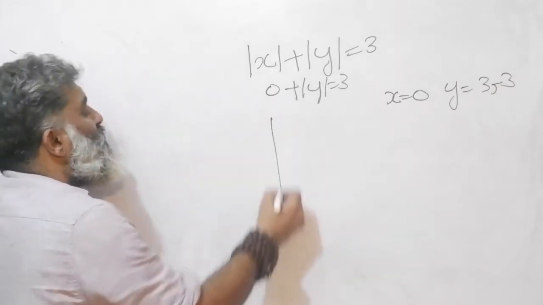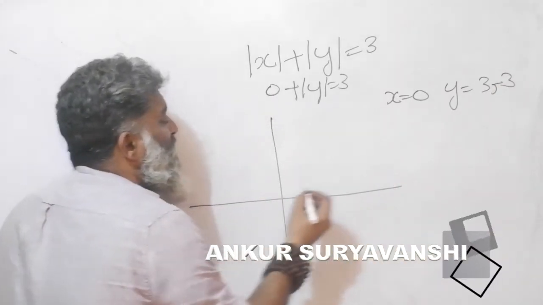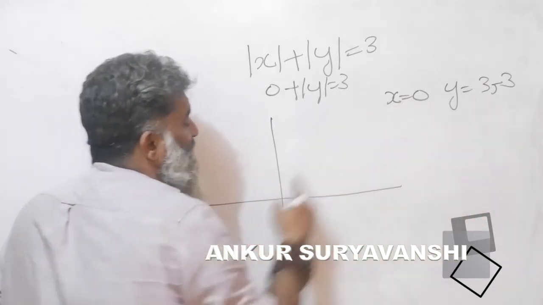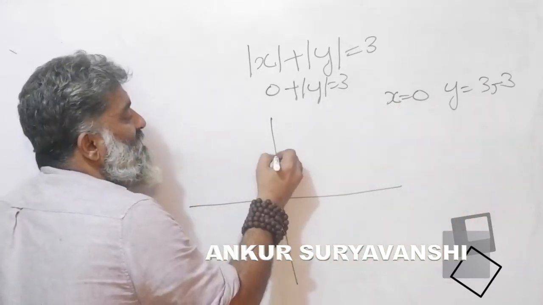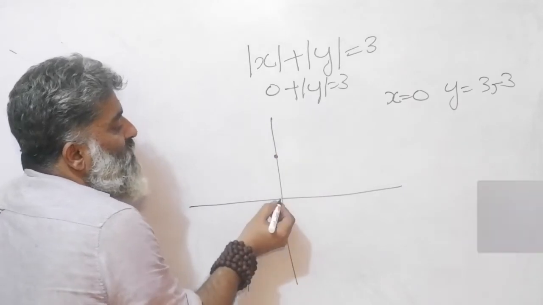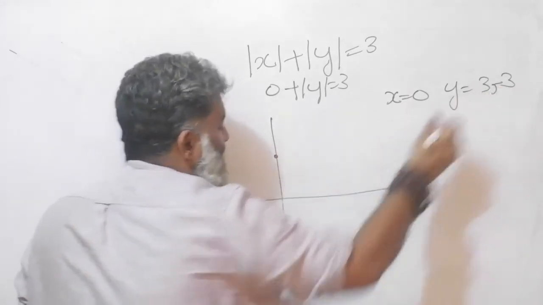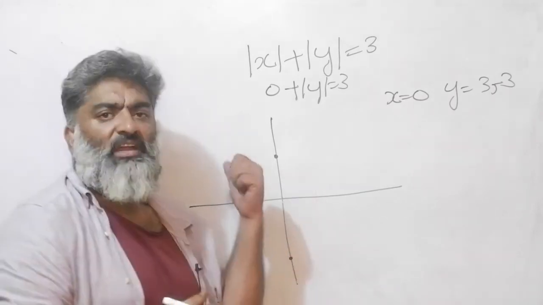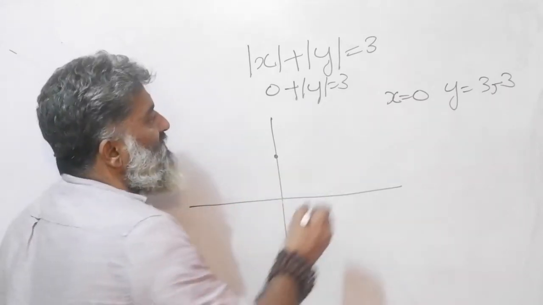Okay, how do I plot this on my Cartesian coordinates? If x is 0, y is 3. So let me plot it here. When x is 0, y could also be minus 3. So let me plot that as well. Great, I have done the plotting. Let's see what happens in the next step.